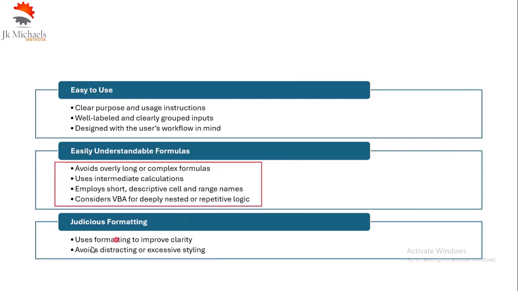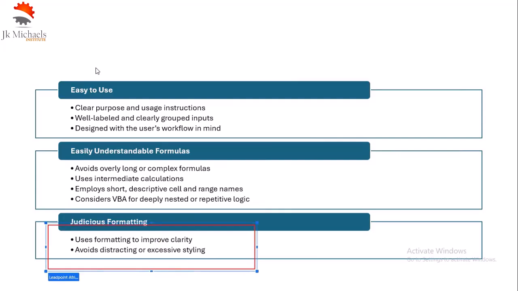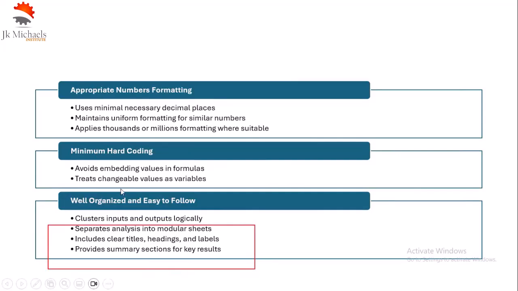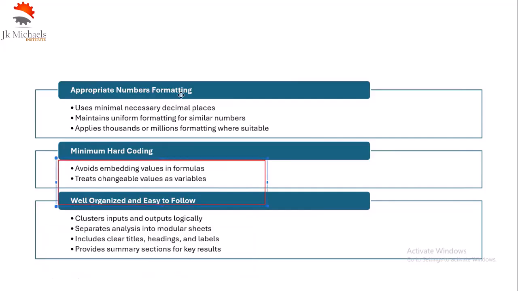Judicious formatting. Use formatting to improve clarity, right? If there are things you need to label in a particular column or with a particular font because of the role they play, make sure that you format it for easy use, right? Don't do excessive styling. It's not a fashion show. Keep it very simple and not distracting, right? And then for number formatting, you want to use minimal decimal places, right?